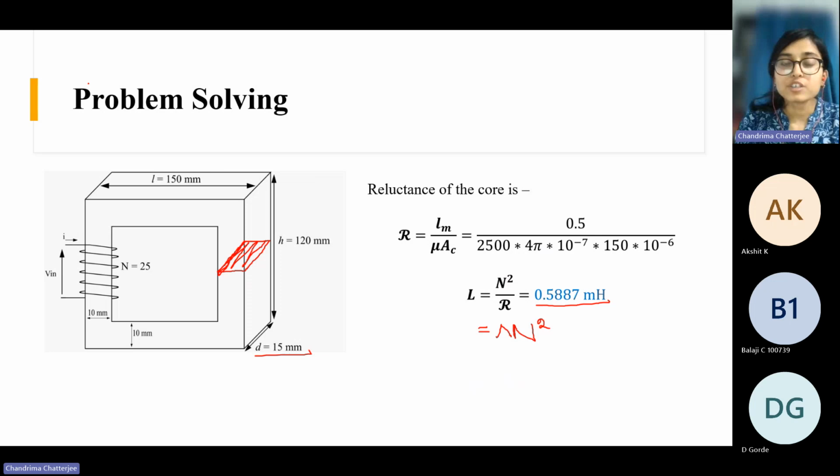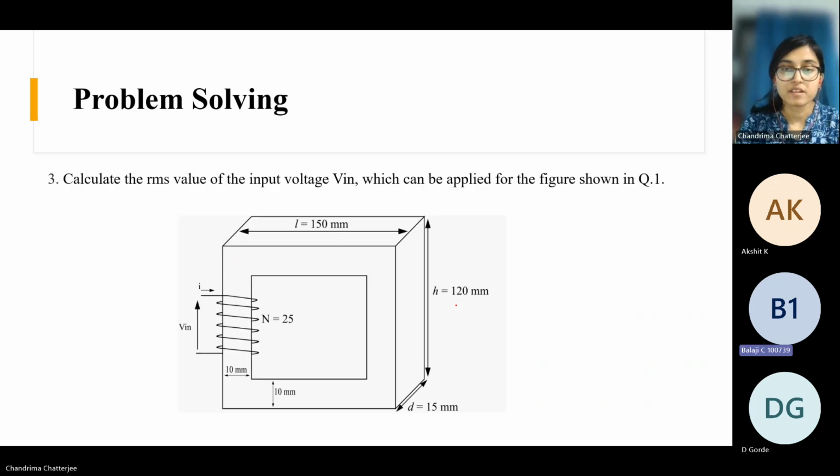The problem you were showing at the start, there also I think the core dimensions were given along with some additional information. From there you will have to find the L value. You will have to utilize these dimensions, the height, length, width, and find either reluctance or permeance, and then N squared by reluctance will give you the inductance value. What about the second equation, ma'am?